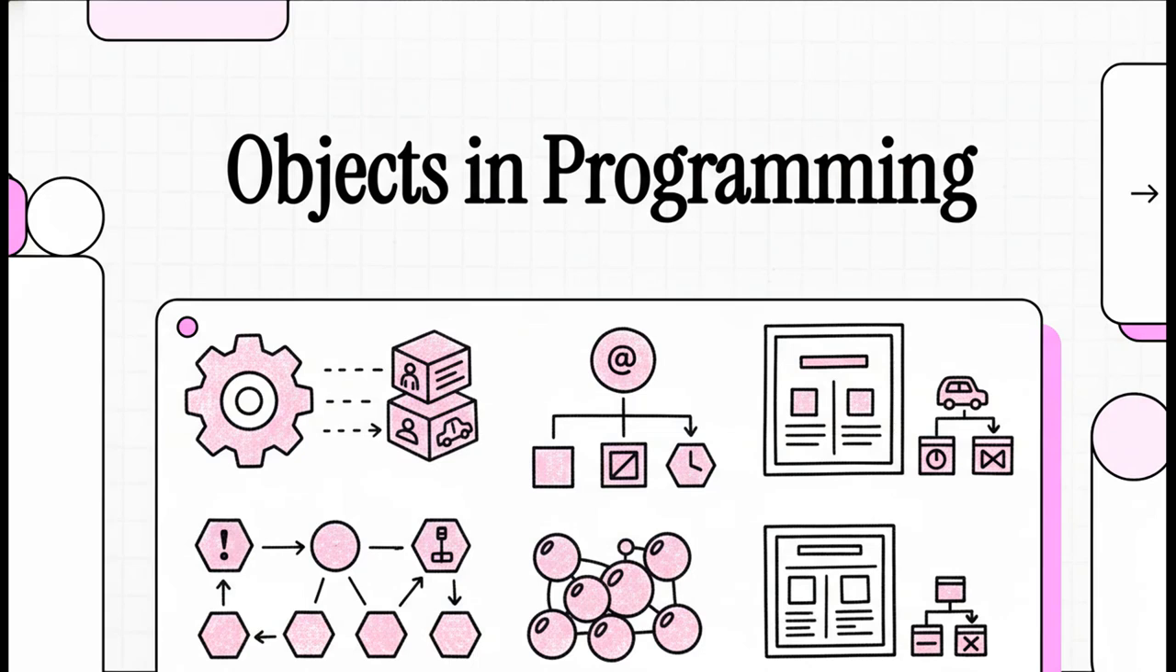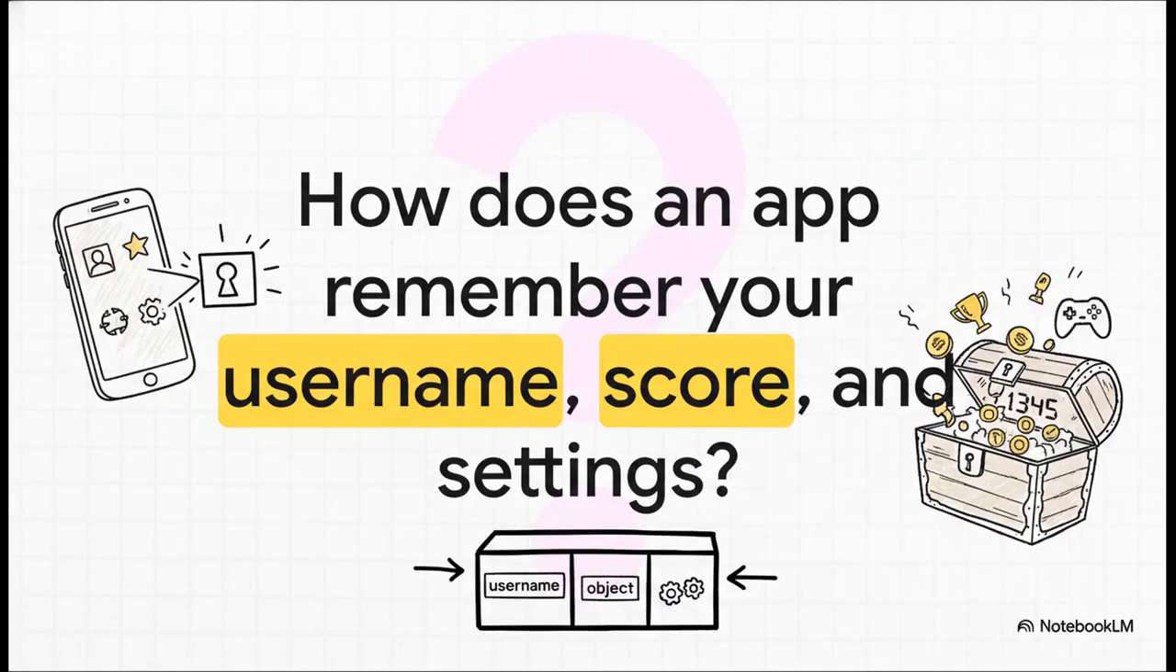All right, let's dive right in. We're going to pull back the curtain on maybe the single most important building block in all of modern programming, the object. It's the secret sauce that makes pretty much every app you use actually work. You ever wonder about that? How your favorite game, or any app for that matter, remembers your username, your high score, and your custom settings all at the same time? Well, it's not magic. The answer is a clever little digital container called an object.